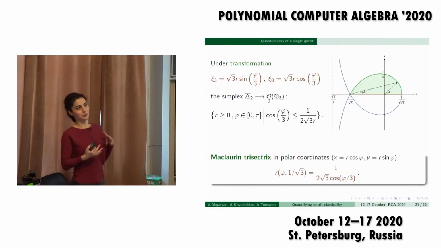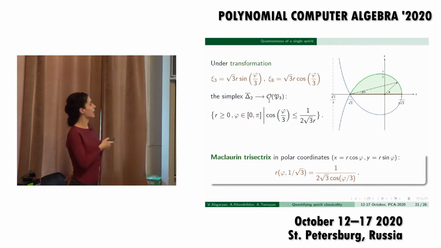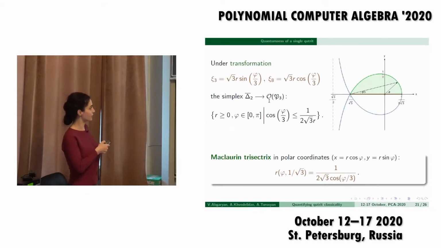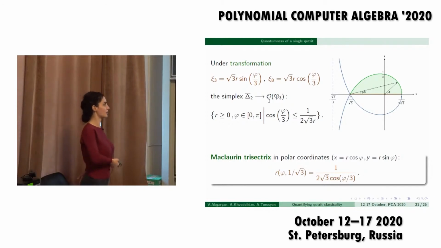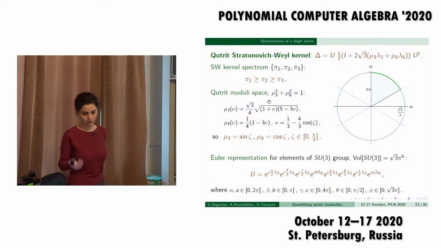It's always important to choose a convenient parameterization, and we choose this one. So from c_3 and c_8 we go to r and phi, and so this simplex, this triangle, let's say, goes to this region. This is called the Maclaurin trisectrix. Well, it's just an interesting coincidence. Again, having the density matrix, one should also not forget about the Stratonovich kernel to construct the Wigner function. And the p's are the eigenvalues of the kernel, and they also should be ordered. A convenient parameterization is chosen, from which we have this parameter zeta, which is also called the moduli parameter. And then we see that these p's live on this arc of a unit sphere.